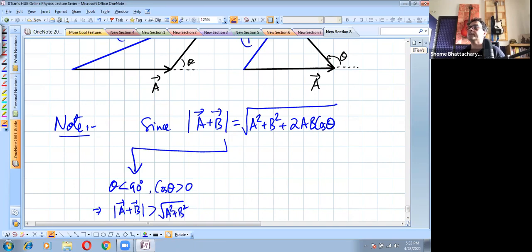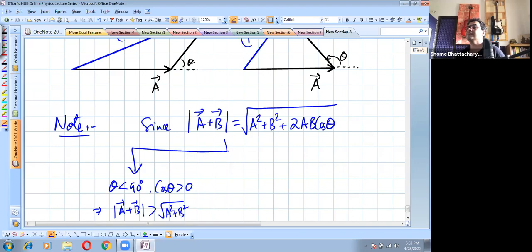Whenever we look at two vectors, let's say their magnitudes are 3 and 4. So root of A square plus B square is 5. So if the magnitude of the resultant is more than 5, it means that they must have an acute angle, because in this formula, cos theta must be a positive quantity. That's the only way this can happen. The condition for the magnitude of A plus B to be greater than root of A square plus B square means that this quantity here must be positive. So when does that happen? When the angle is acute.